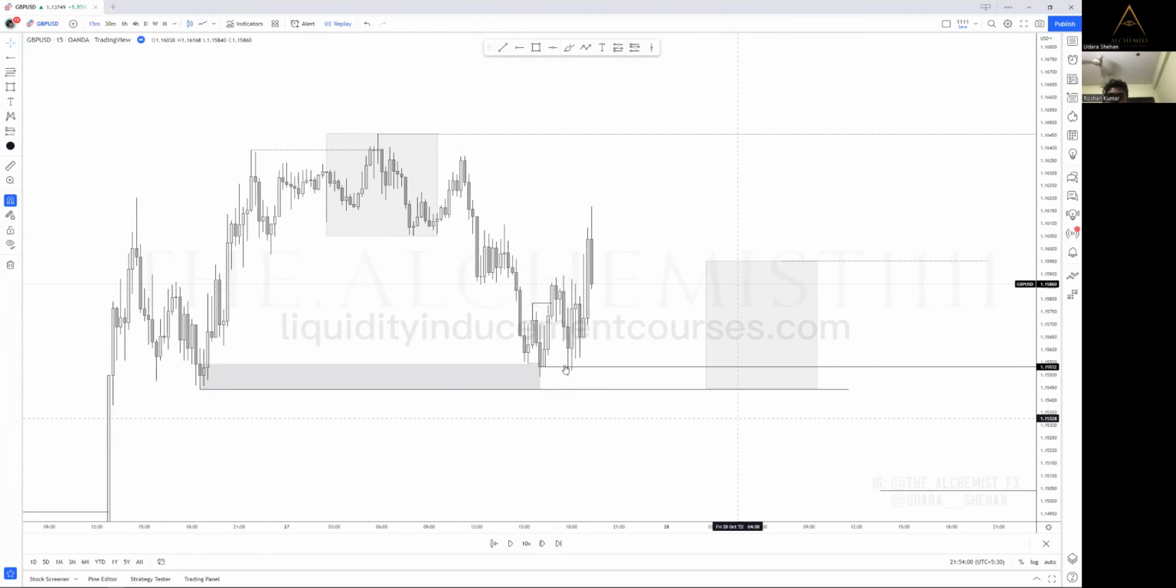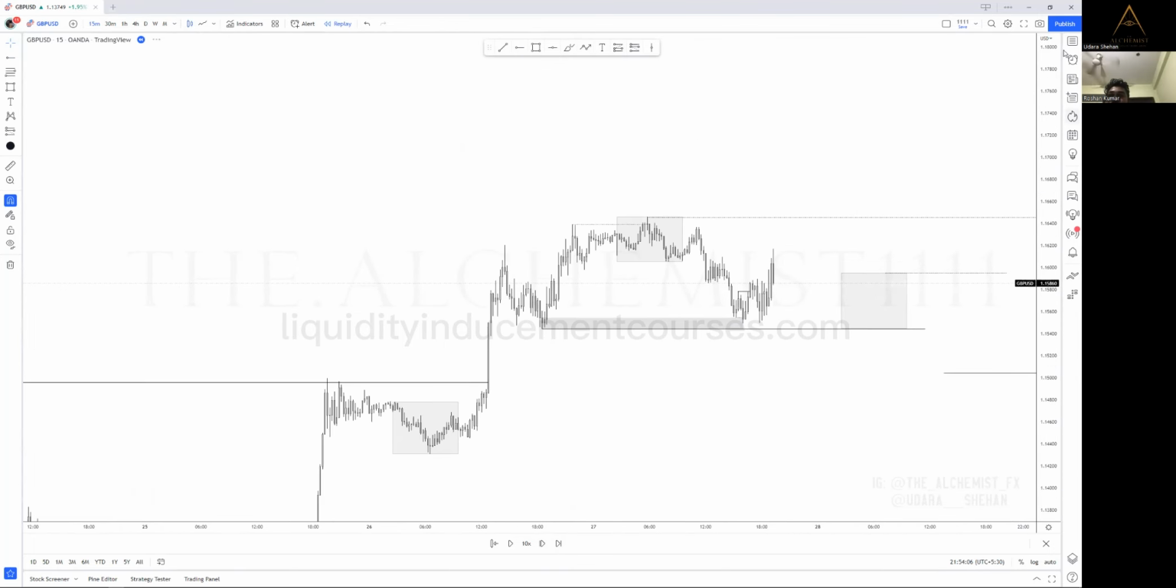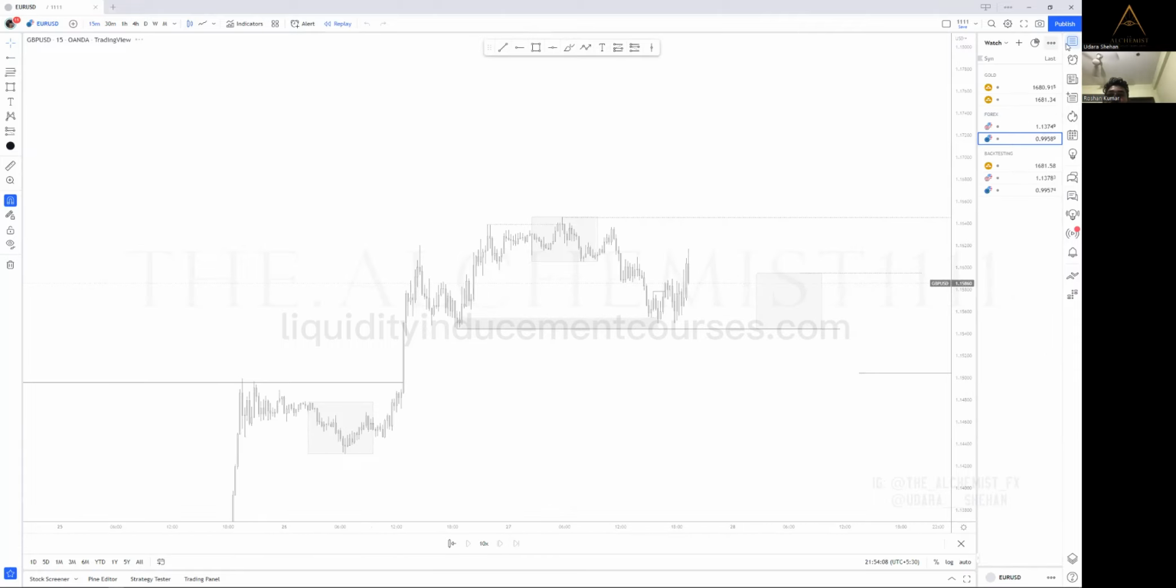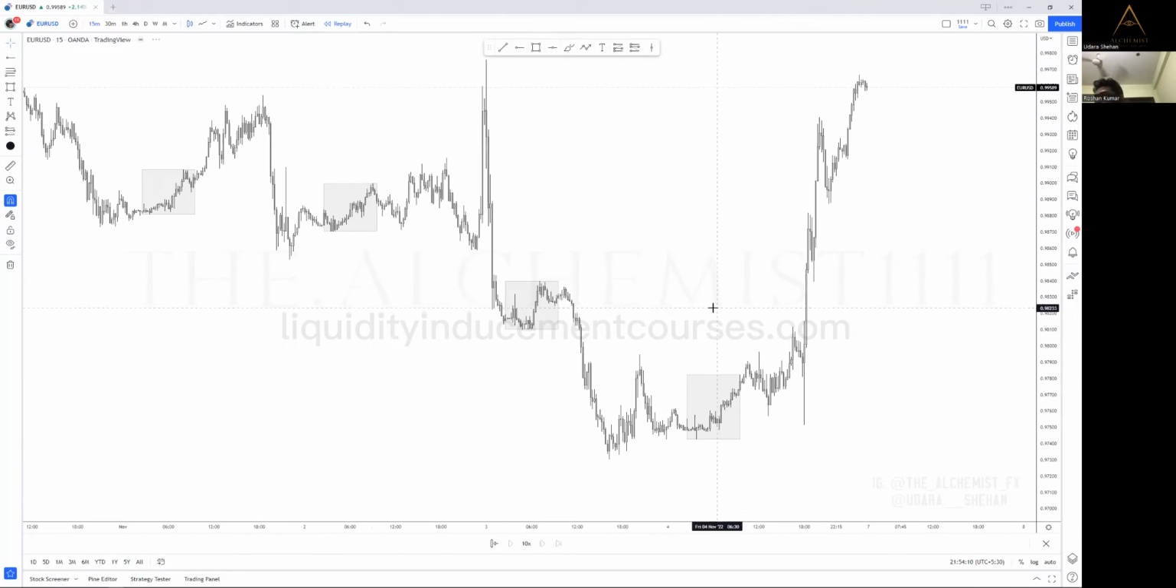See that? Buy it here, stop loss here, target here, or else here. You're done. Okay, so something like that. I'll show you. Let's go to Euro USD. Let's check some examples on Euro USD because you might trade that as well.